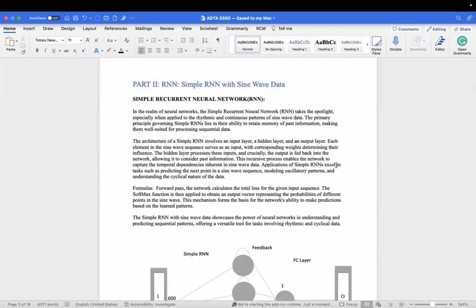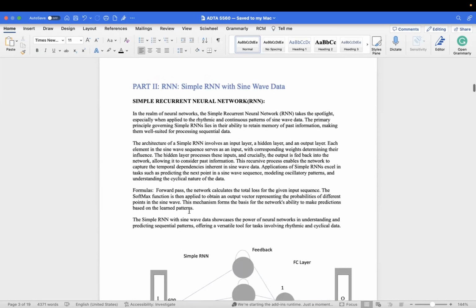Coming to part 2, simple RNN with sine wave data. Simple recurrent neural network. In the world of neural networks, the simple RNN takes center stage, especially when dealing with the rhythmic dance of sine wave data. This network shines in capturing and understanding sequential patterns, making it ideal for tasks where past information matters. The key components of it are architecture, formulas, memory retention and applications.